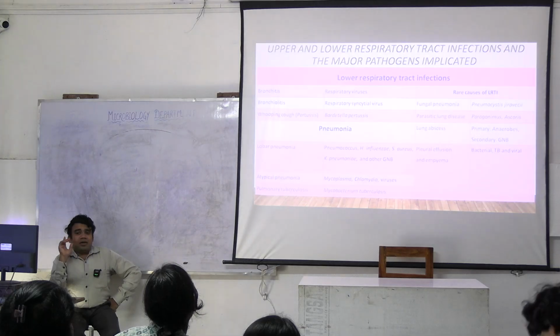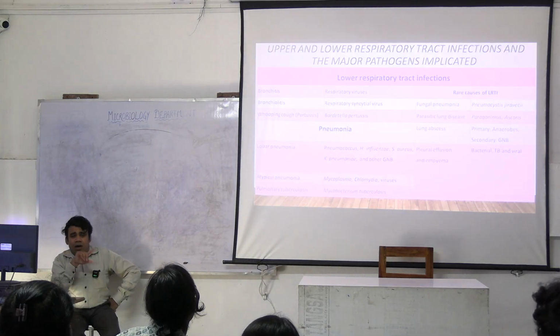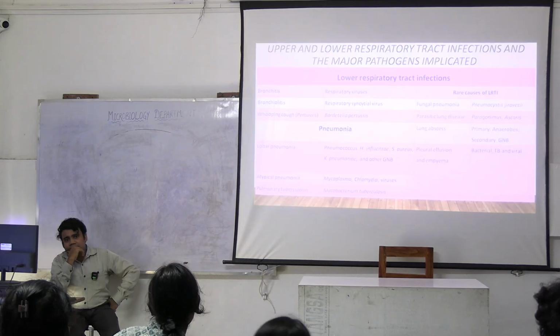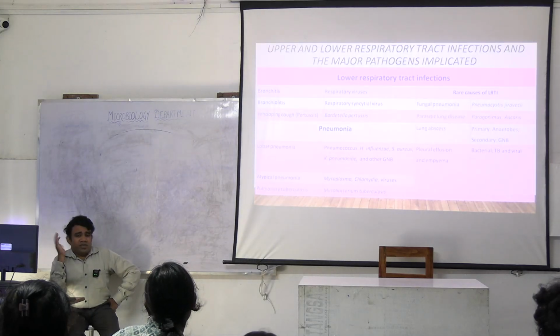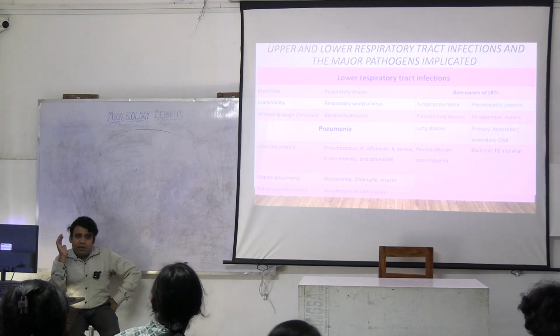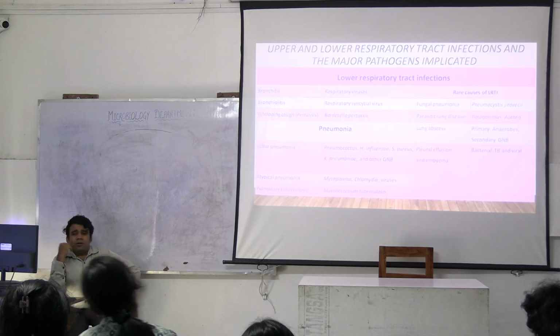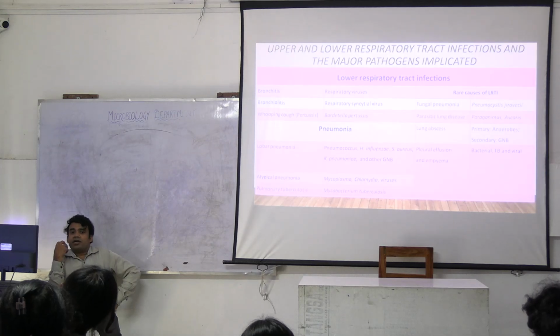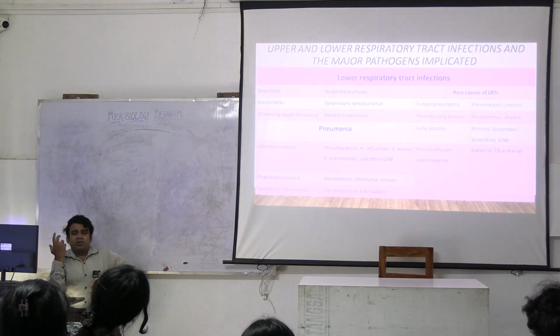Other than that, what other infection can there be outside the lung? What is the covering of the lung? Pleura. There is a visceral pleura, there is a parietal pleura, there is a pleural cavity. What is there in the pleural cavity? Pleural fluid. So if there is an abscess, then what will happen?